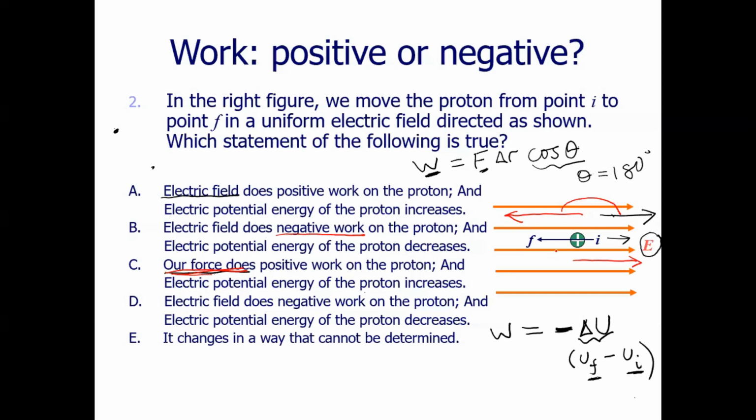Our force is in this direction, which is the same as the direction of the displacement. So what is the angle between our force and the displacement? Theta is equal to 0. It's different from the 180, which is the angle between the force due to the electric field and the displacement. So since the angle is equal to 0, our force is actually doing positive work. I hope that is clear.